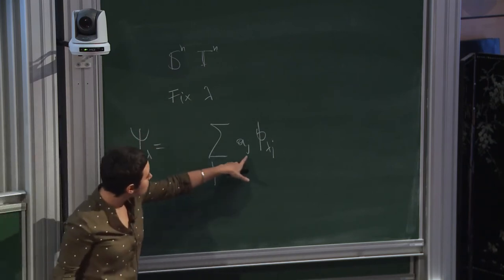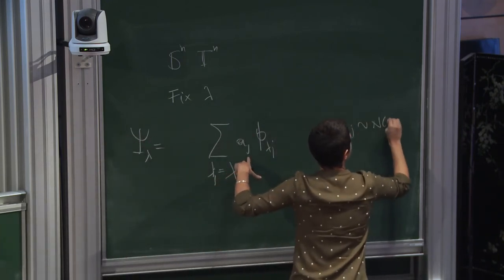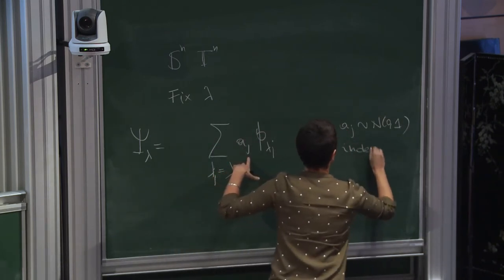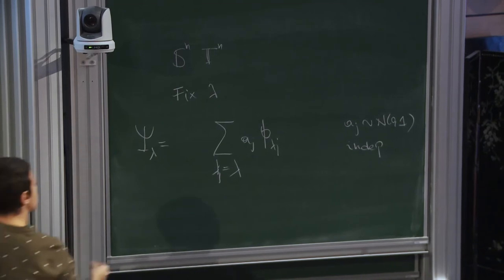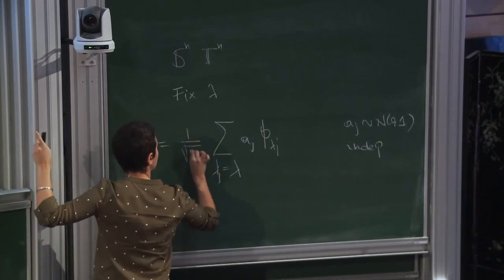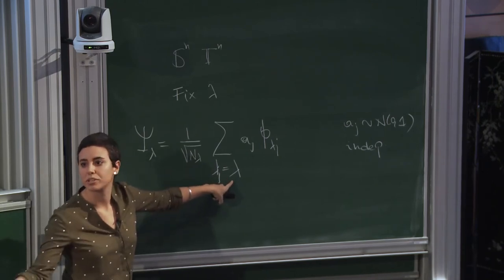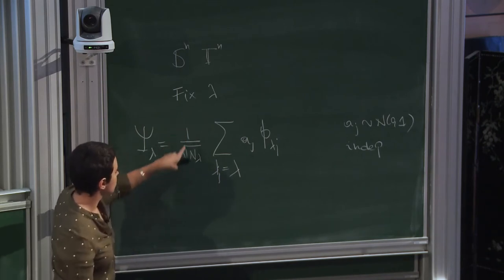But if you pick these coefficients at random, so we are going to allow these coefficients to be standard Gaussians, independent, then what this becomes is a random eigenfunction with eigenvalue lambda squared. There it is. Okay, so here in the slide I have a normalizing constant, 1 over square root N lambda, with N lambda being the number of frequencies equal to lambda, so the multiplicity of the eigenvalue. This is just a normalizing constant, so don't pay attention to it.